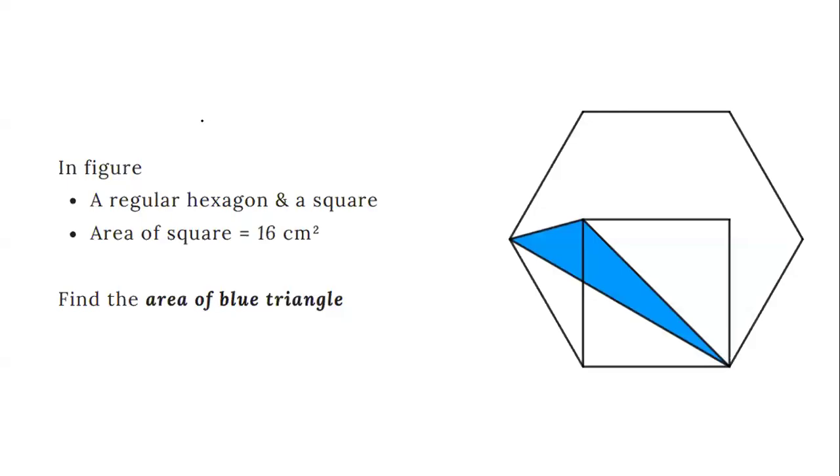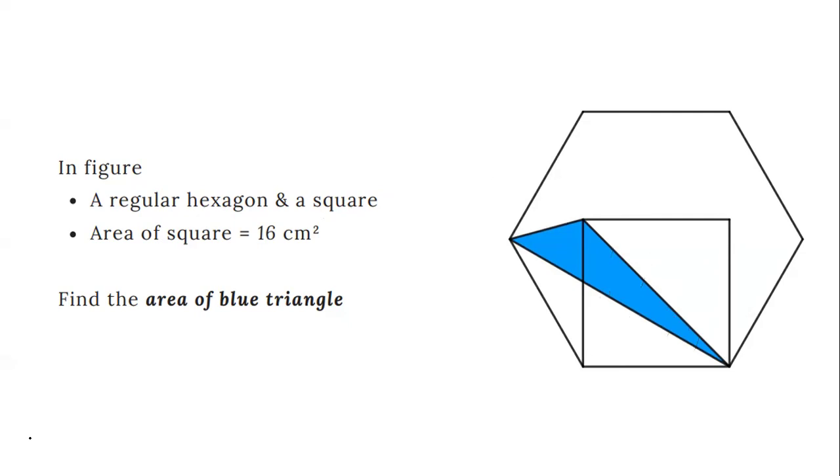So hello guys, in this video we are going to solve this problem. In this problem it is given that in the figure a regular hexagon and a square are given. So this is one regular hexagon and this is one square. You can see that the area of the square is given as 16 centimeter square.